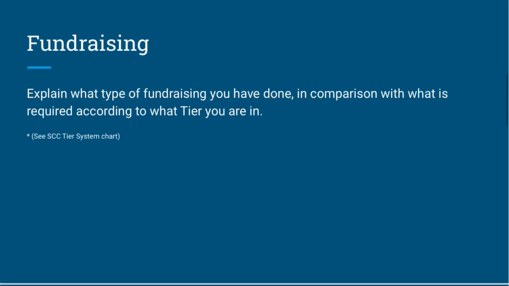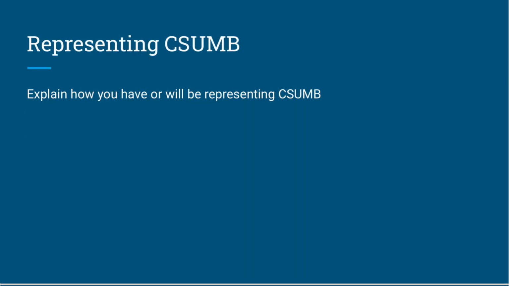Next, you will highlight your club's fundraising history, events you've done in the past, how much you've earned, whether or not you met your fundraising requirements in the last semester or this semester, and what fundraisers you're planning to do for the remainder of this year. Next, you'll have a slide with some background about how you represent CSUMB. This could be scrimmages, games, or competitions you've played, any leagues that you might be associated with.